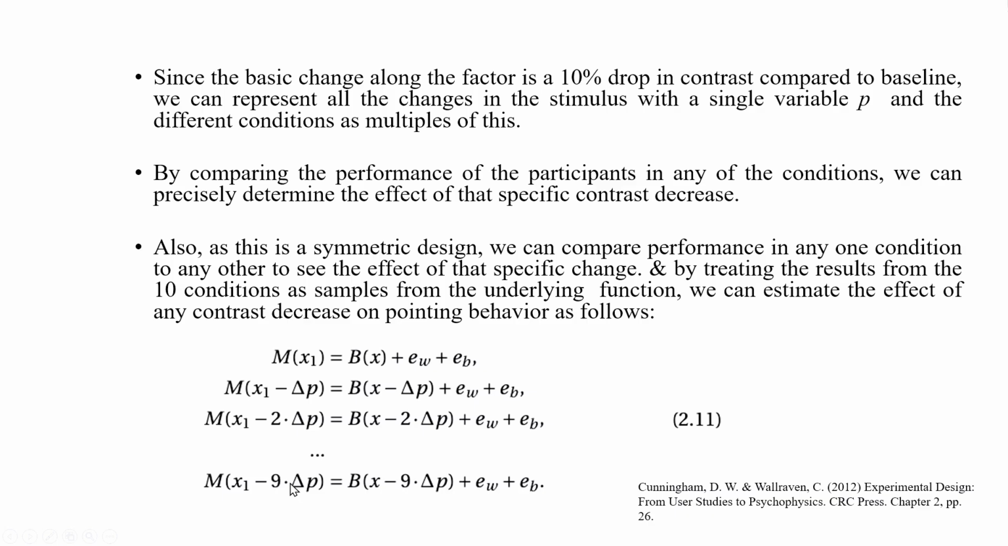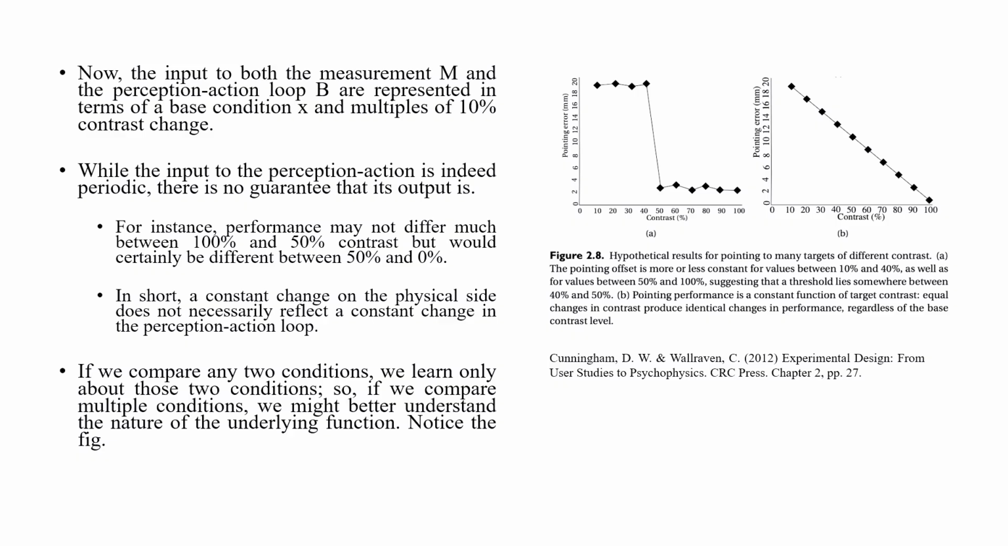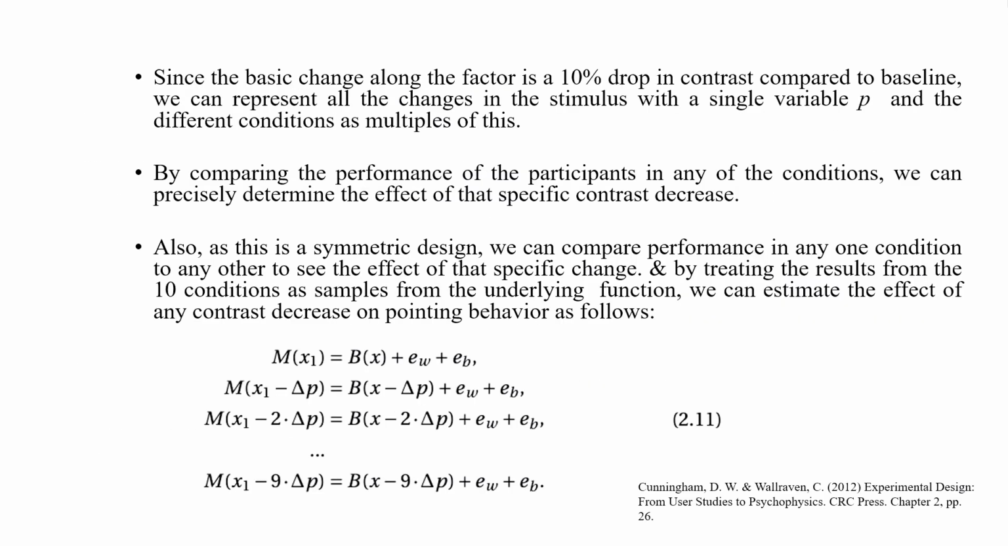Basically, at every step you subtract the effect of one step of contrast change. So, the input to both the measurements m and this perception action loop are represented, let us say, in terms of this base condition of x and multiples of 10% contrast change. So, this is what we were seeing in this equation here.